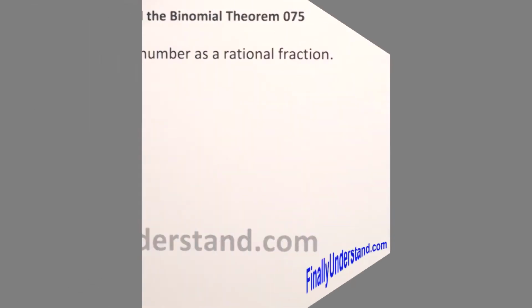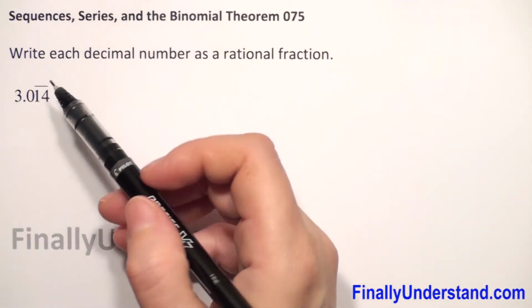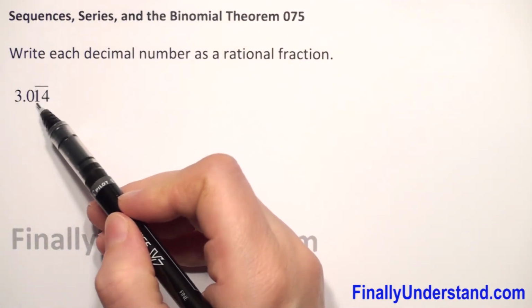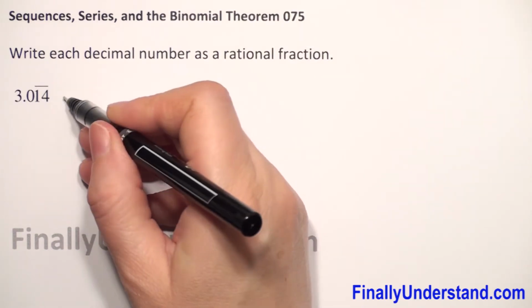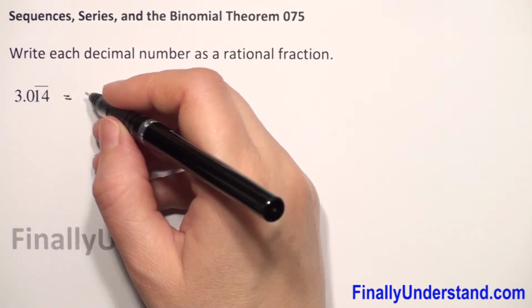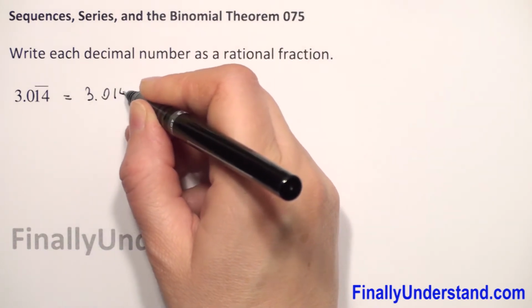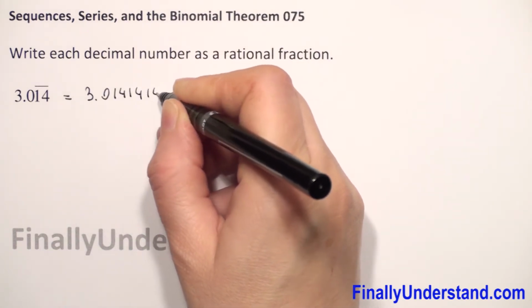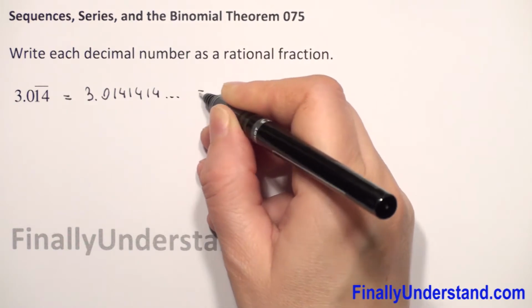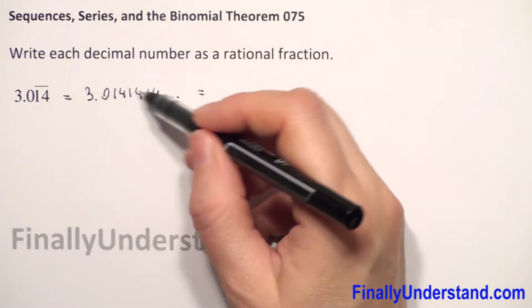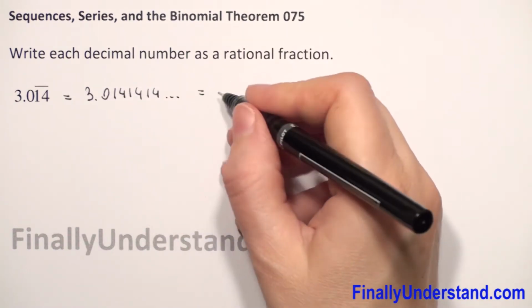We have a given decimal number and we have to rewrite this number as a rational fraction. So first, what does this mark above 1 and 4 mean? It means that these two digits repeat. So we have 3.0141414 and so on.